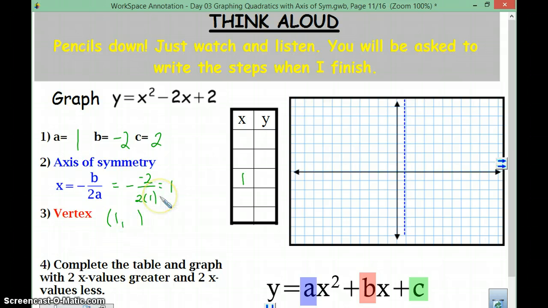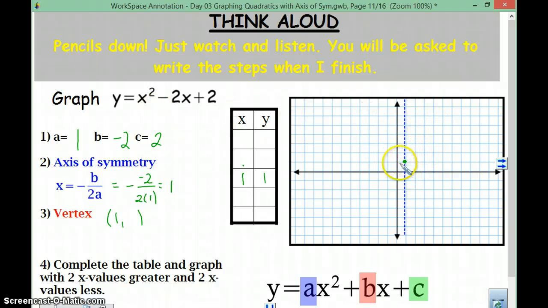Let's plug 1 into the equation and see what we get. We end up with 1 squared minus 2 times 1 plus 2. What does that become? Do you see a 0 pair here? Negative 2 plus 2. So the y value for that is just 1. That's my vertex. I can plot it. 1, 1. There's my vertex. Which way is this parabola facing? A is positive, so we know it's going to be facing up.